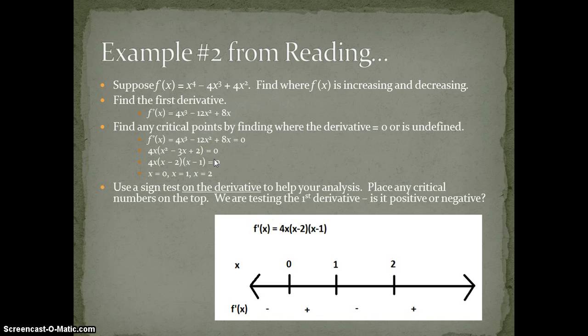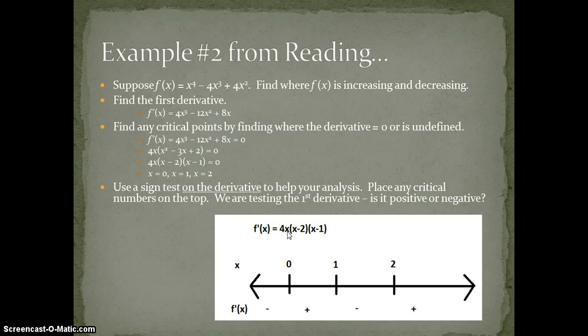Now, we're going to use this tool that's called a sign test on the derivative to help our analysis. Place any critical numbers, in this case 0, 1, and 2, on the top. And what we're testing is the sign of the first derivative. Is the first derivative positive or is the first derivative negative? Okay, so our first check will be to check a number less than 0. If x is less than 0, is our derivative less than 0 or bigger than 0? So a number you might choose is negative 1.